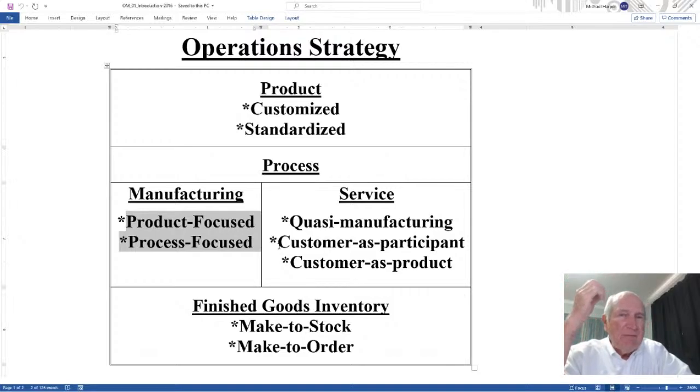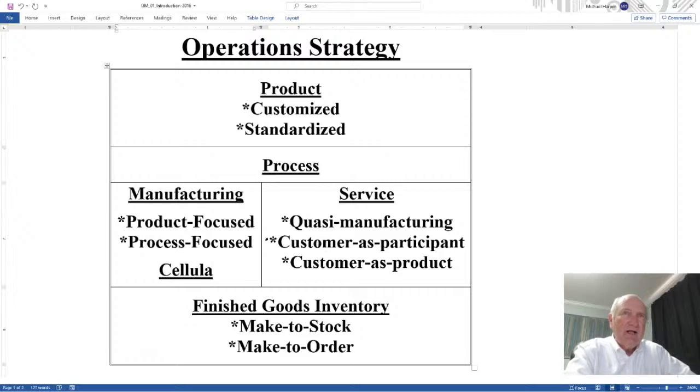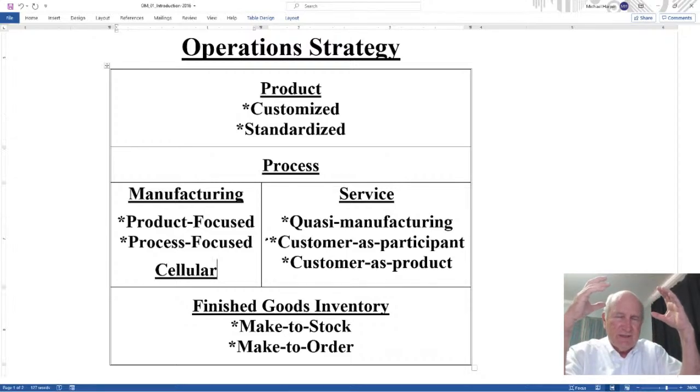One of the most common and popular combinations of product focus and process focus is something called cellular manufacturing. And here's where you create cells. And cells are very common today, and they started back in the 1980s, 1990s, the last 20, 30, 40 years. But they're very efficient today. They're very good. You create a cell.